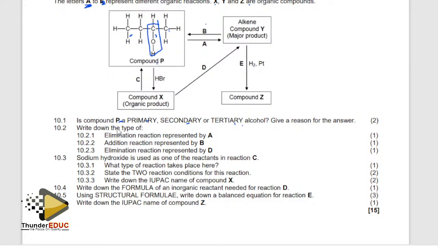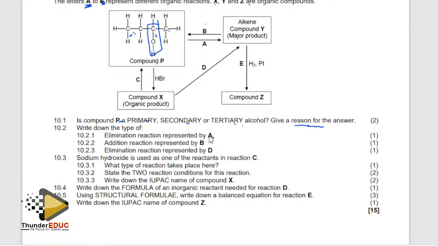Then they're saying give the reason for your answer. We answered it: the carbon atom with the functional group is attached to 2 other carbon atoms. It must be a complete statement. Question 2: the reaction is elimination. Which one is A? Elimination. Where is A? A is this going here.